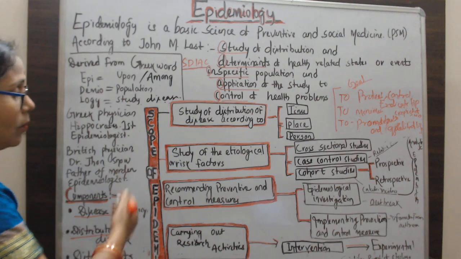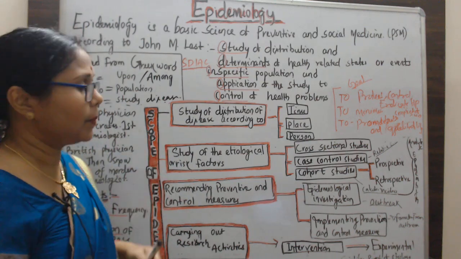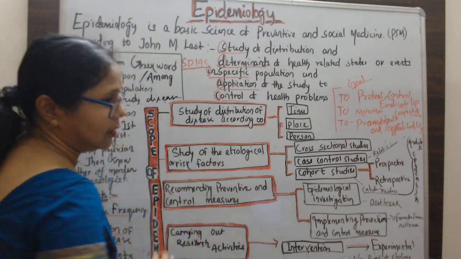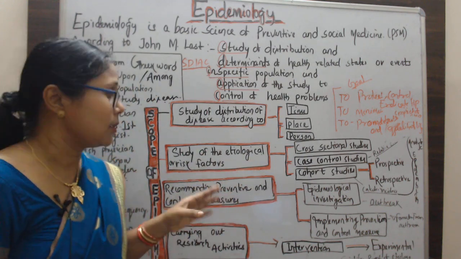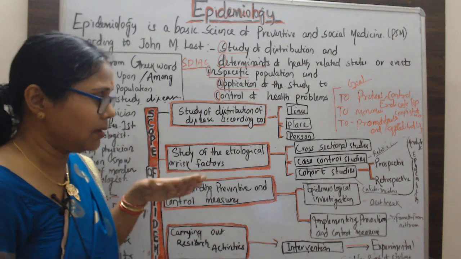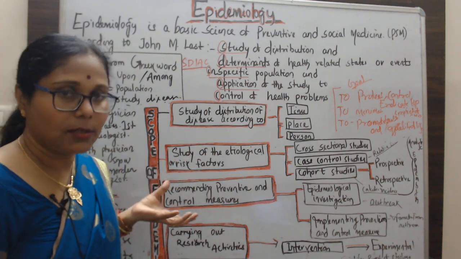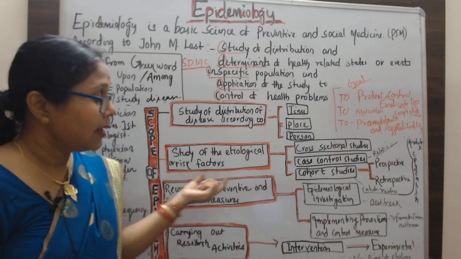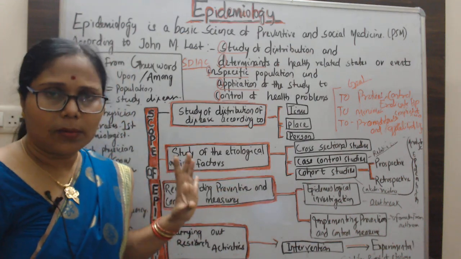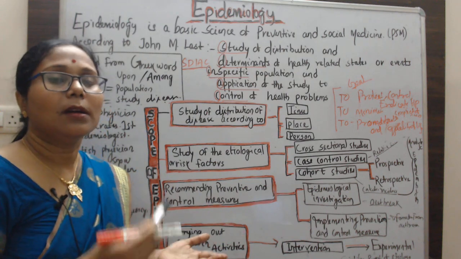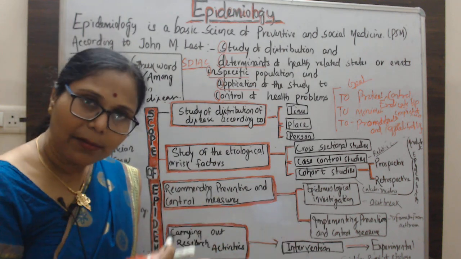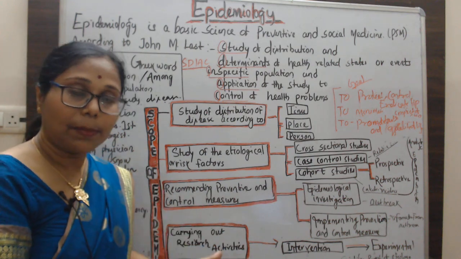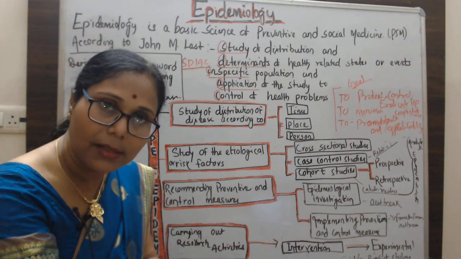The second scope is the study of epidemiology, etiology and the risk factors. So etiology means the causative agent. We get knowledge by the study of etiology, meaning the causative agent, and what the risk factors are that make a person fall into sick or disease conditions.